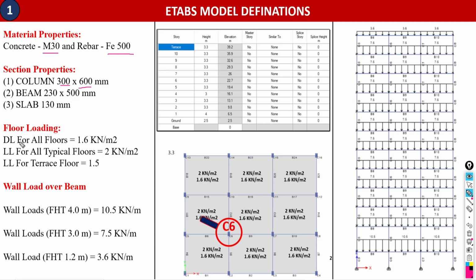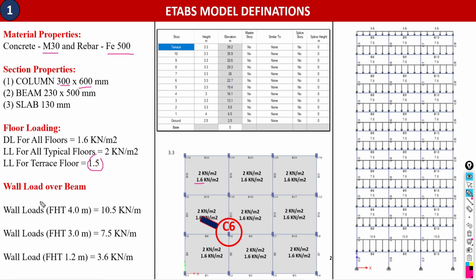At all the floors, the dead load was considered as 1.6. Dead load means the floor finish load, considered over all the slabs as 1.6. Live load for all the floors was considered as 2 kilonewton at all the floors except the terrace, as IS 875 Part 2 recommends considering the live load at the terrace level as 1.5. That's what we have considered, 1.5. So that is the load definition, the material definition, and the sectional definition.